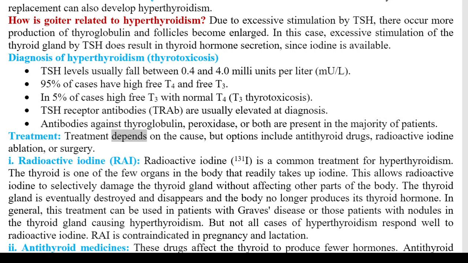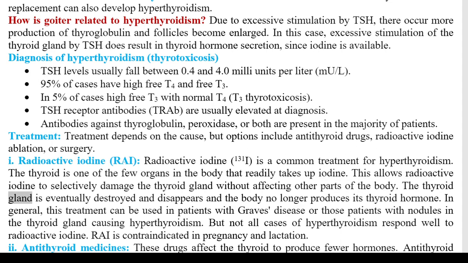Treatment depends on the cause, but options include antithyroid drugs, radioactive iodine ablation, or surgery. 1. Radioactive iodine, 131I, is a common treatment for hyperthyroidism. The thyroid is one of the few organs in the body that readily takes up iodine. This allows radioactive iodine to selectively damage the thyroid gland without affecting other parts of the body.